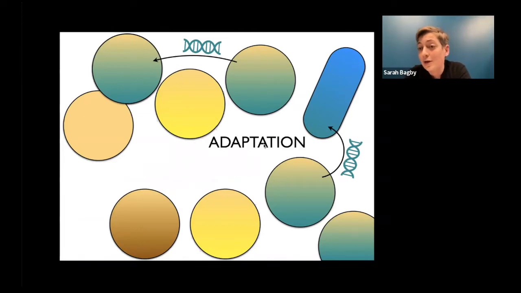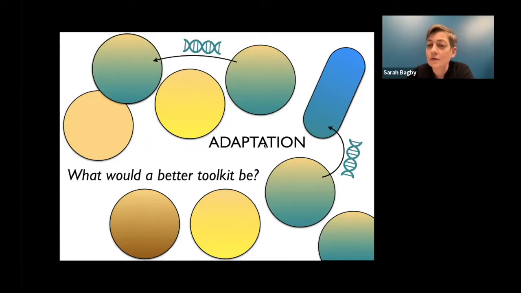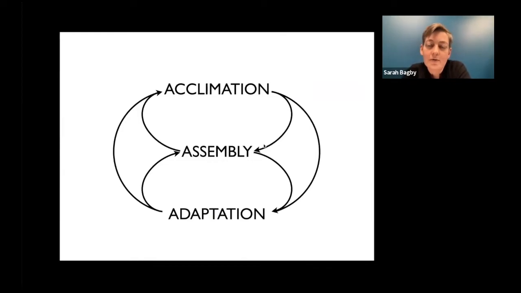So all of these processes that I've been telling you about are the raw material of adaptation. They are processes that generate diversity, and then all of the resulting cells have the chance to compete and to be selected by their environment. So here, the question is really, what would a better toolkit be? And can I build one? I've been telling you about these three processes. We sometimes call them the 3 A's, of acclimation and assembly and adaptation, which all play out on different timescales.